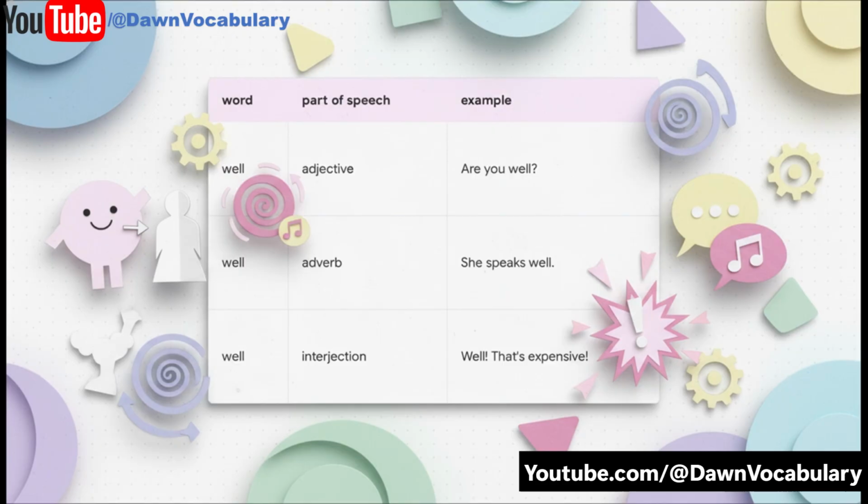Let's look at one more shapeshifter, the word well. If I ask you, are you well? I'm using it to describe a noun, you. That makes it an adjective. But if I say, she speaks well, it's describing the verb speaks, so it instantly pivots to an adverb. And if I just exclaim, well, that's expensive, it dramatically transforms into an interjection. It is all about the context.